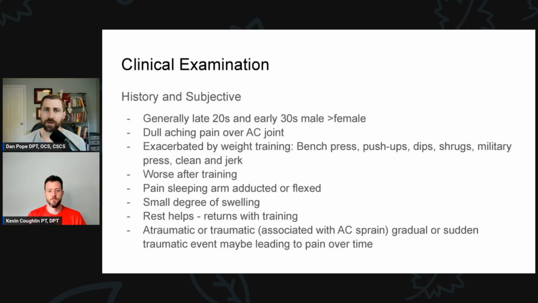So how about clinical examination? What should you ask these folks as they come through the door? What are they likely to say? And then, objectively, what should you do with these patients to rule in that diagnosis or rule it out?